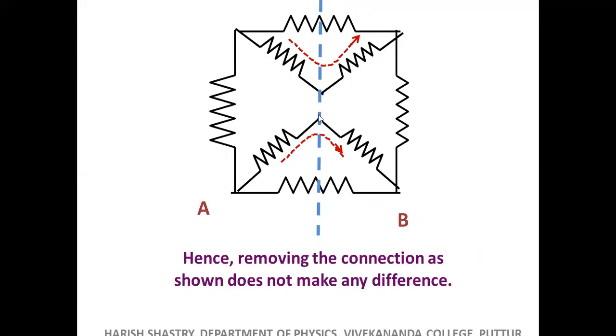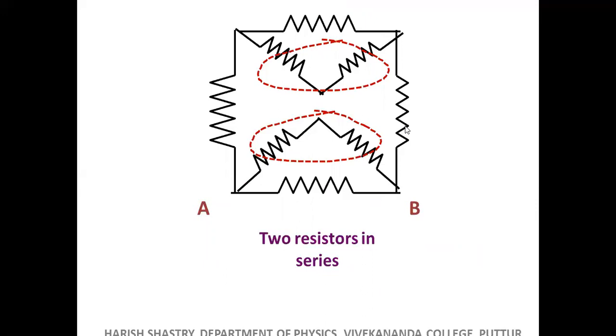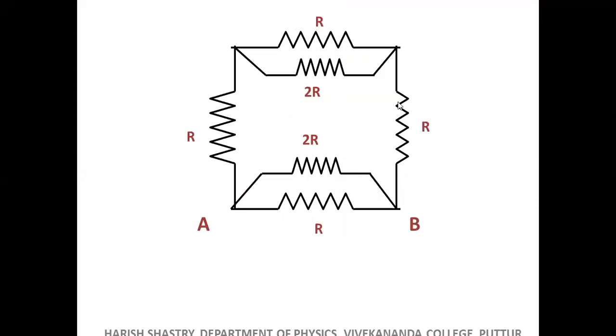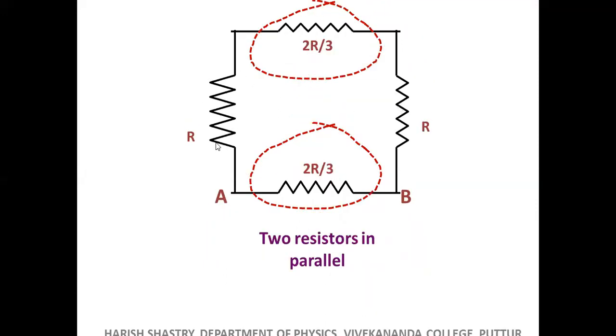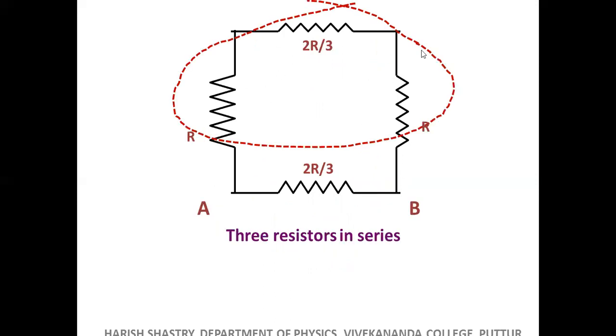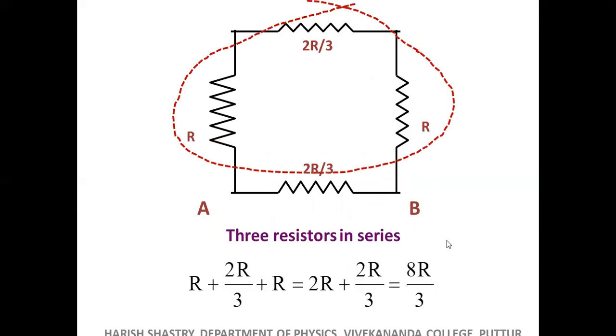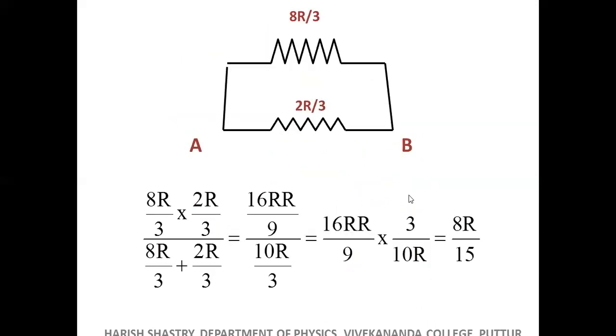But if you disconnect them, there is a use. You can find out the equivalent. This is 2R, 2R. 2R parallel R is 2R by 3. Now this can be first calculated series connection. R plus 2R by 3 plus R, that is 8R by 3. Then 8R by 3 parallel 2R by 3. That is this answer, 8R by 15.